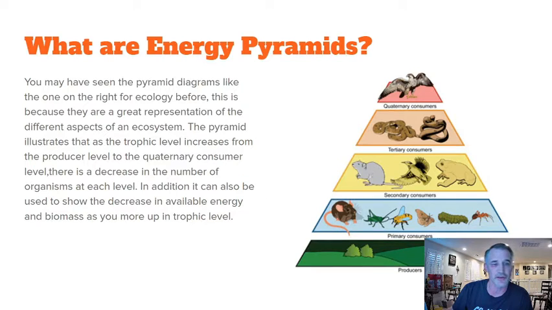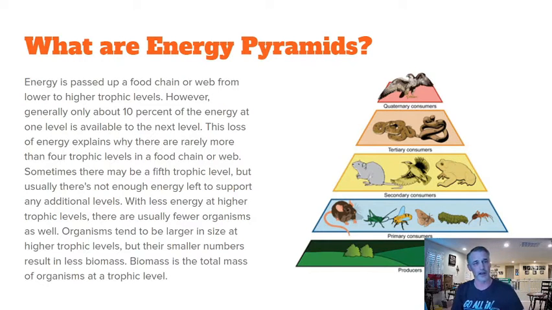So in addition, it can also be useful to show a decrease in the available energy and the biomass as you move up these trophic levels. Energy is passed up a food chain or web from lower to higher trophic levels. However, generally only about 10% of the energy is going to make it from one level to the next. This loss of energy explains why there's rarely more than 4 or 5 levels in a food chain or food web. Sometimes there may be a 5th level, but usually there's not enough energy to support any additional levels past that. Occasionally you might get more levels in aquatic ecosystems because they're a little bit more stable, but usually you're right around 4, right? So with less energy at higher trophic levels, there's usually fewer organisms as well.